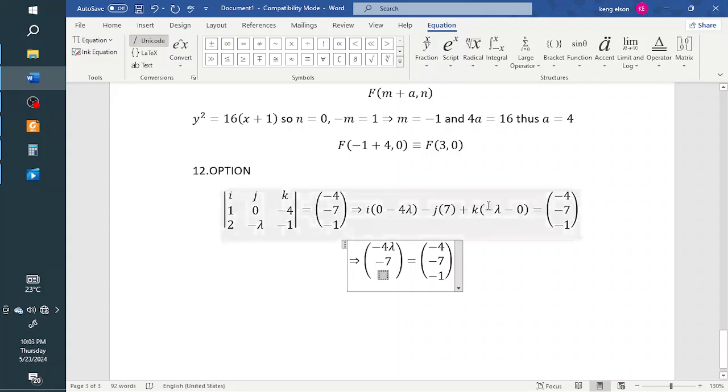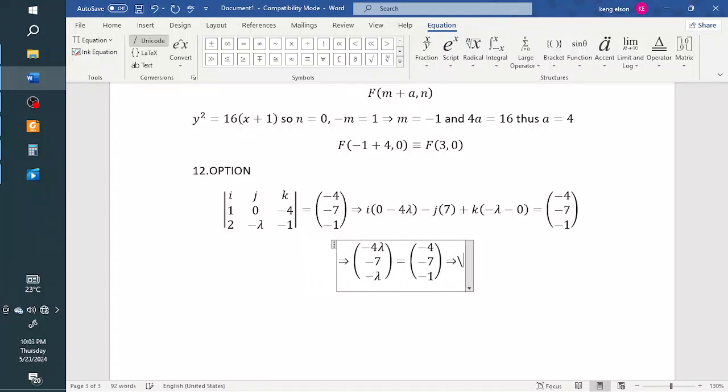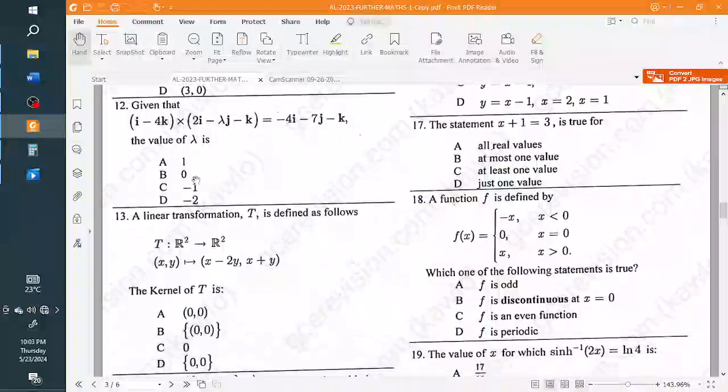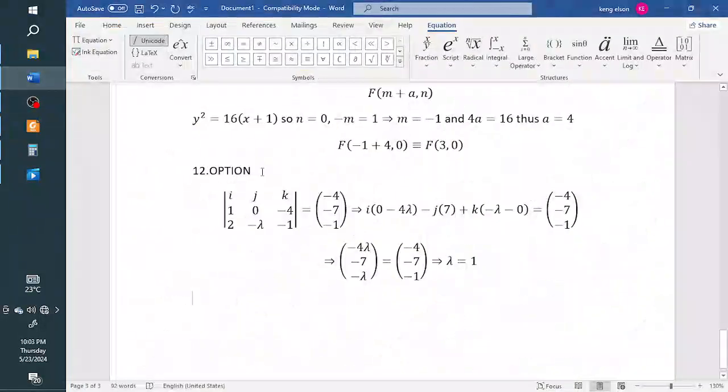So now let's go to the last part. This is actually negative lambda. There we have -1. So we just have to equate corresponding entries. So -4 lambda equals -4, lambda will be 1. -7 equals -7, true. Negative lambda equals -1, lambda is 1. So there is consistency, all true. It means that lambda is equal to 1. All right, so question 12, lambda is 1. Option A is correct. Option A.